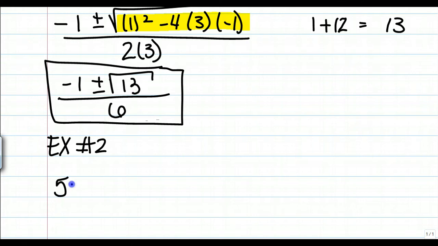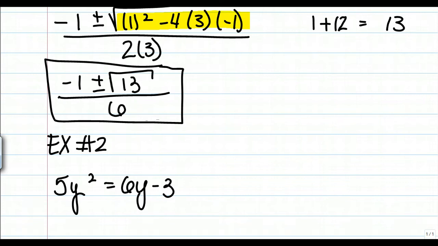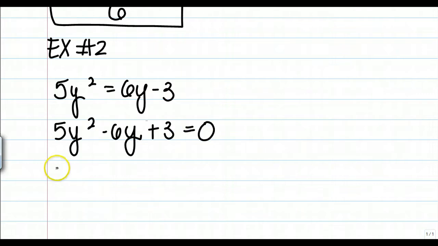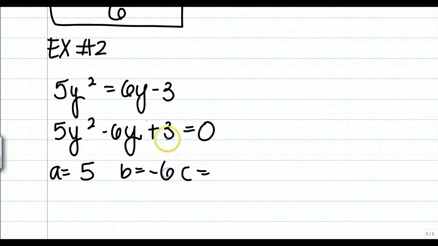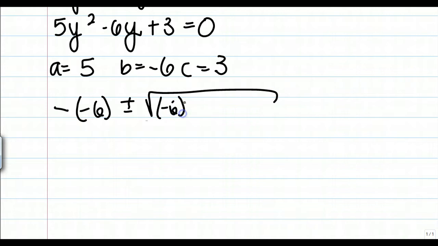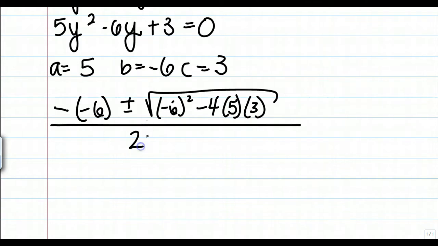Number 2. On this one, you've got to set it equal to 0 first. So you are going to subtract 6y and add 3. You're going to find what a, b, and c are. So 5, negative 6, and 3. You're going to plug it into your formula. So it's the opposite of b plus or minus the square root of b squared minus 4ac, all over 2a. And I just plugged all my numbers in.